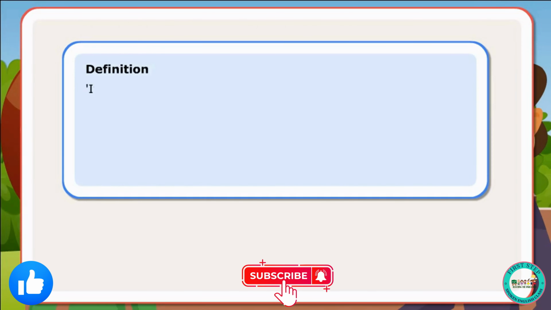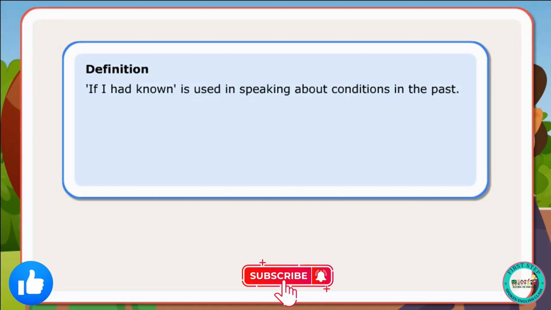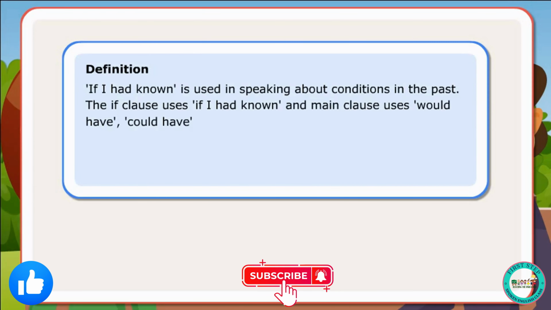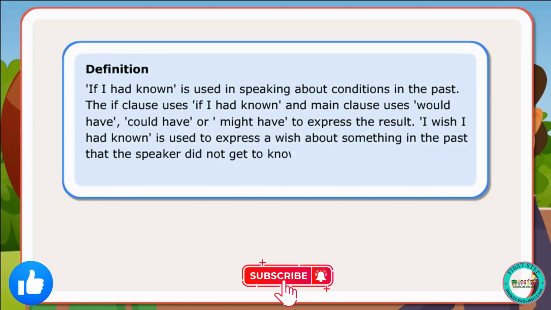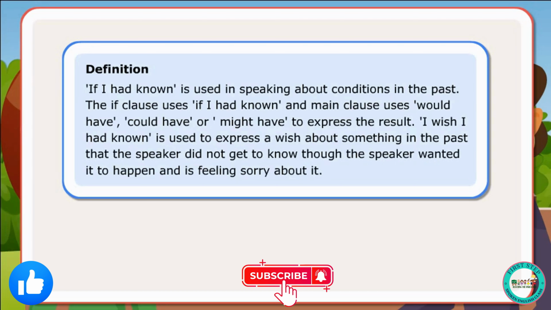Definition: "if I had known" is used in speaking about conditions in the past. The if clause uses "if I had known" and the main clause uses would have, could have or might have to express the result. "I wish I had known" is used to express a wish about something in the past that the speaker did not get to know, though the speaker wanted it to happen and is feeling sorry about it. Let us look at a few sentences.